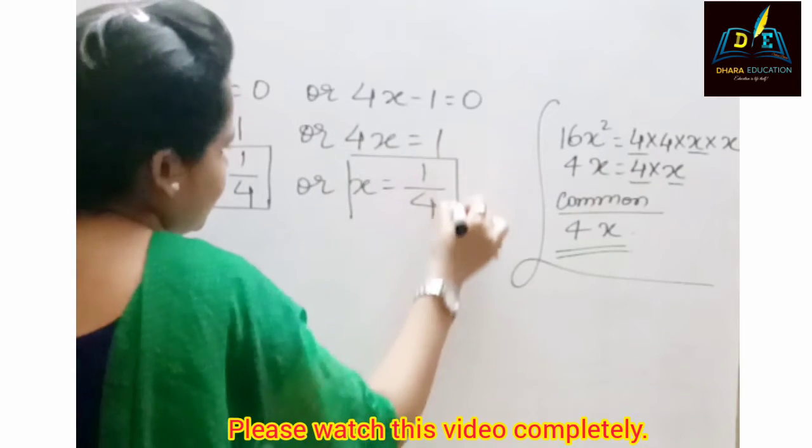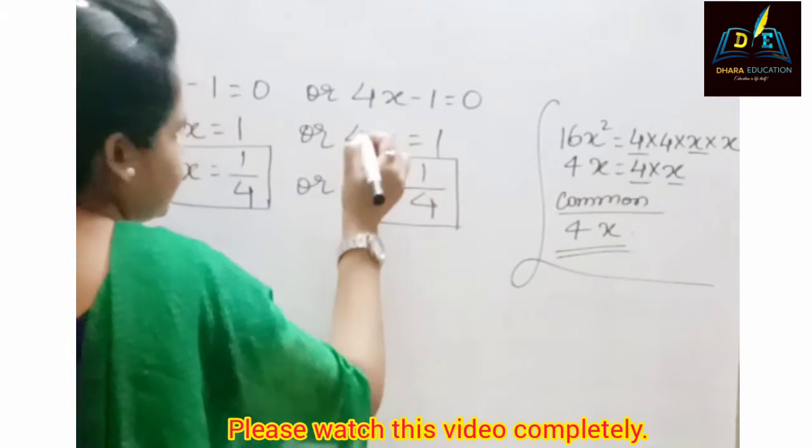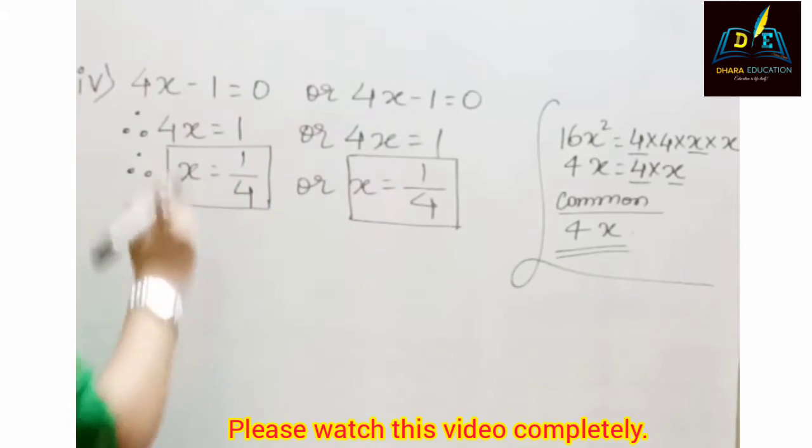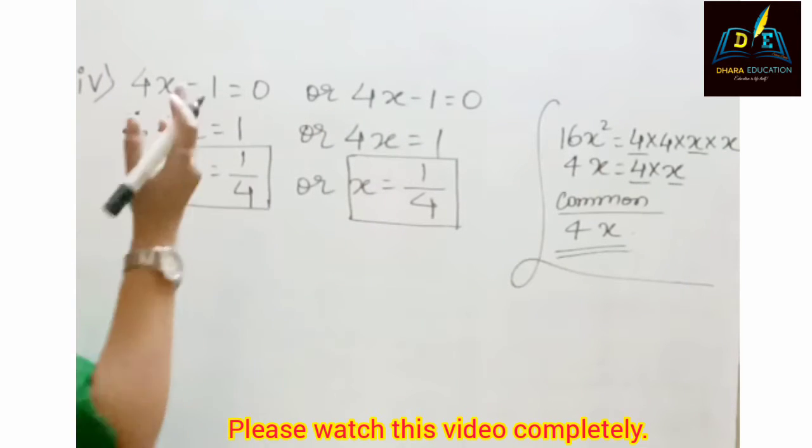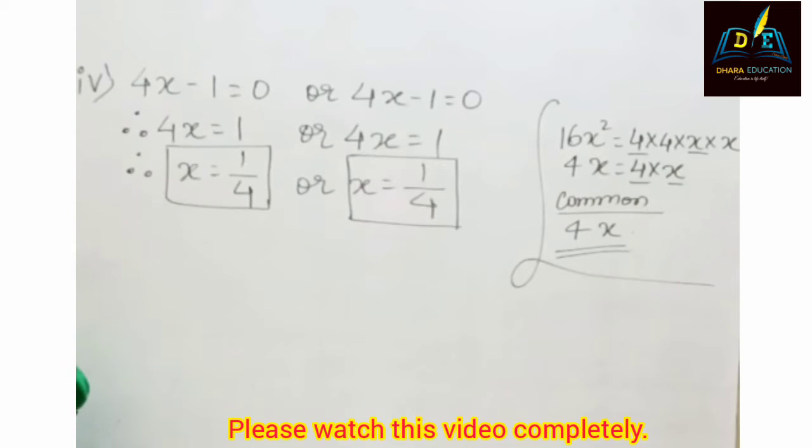As you know this particular trick, if it is in multiplication, when it changes position, the multiplication will be in division. So this is your final answer.